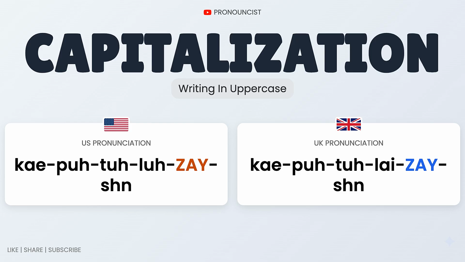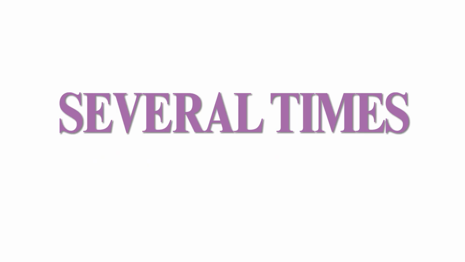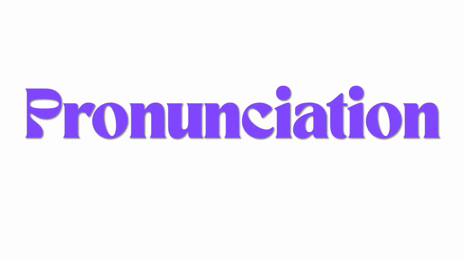Capitalization. Stress Z and keep cap light. Capitalization. Practice repeatedly and you'll soon be able to say this word perfectly. The best way to practice is to repeat the syllable multiple times. The meaning of the word is writing in uppercase. Try repeating this word several times to improve your pronunciation.